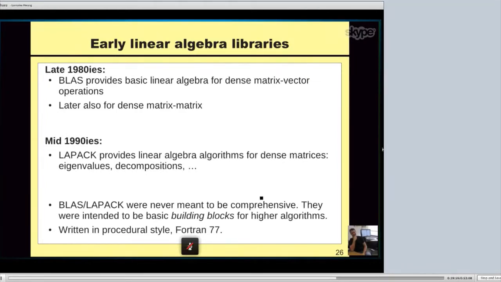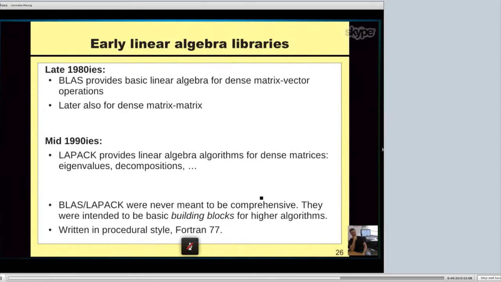And neither BLAS nor LAPACK were intended to be comprehensive. So I think the people who wrote BLAS and LAPACK fully understood that these are just building blocks. So that, for example, if you wanted to build your own ODE solver, that you could build on them, and that they would take over the routine tasks, but they weren't meant to actually support one particular application, for example.